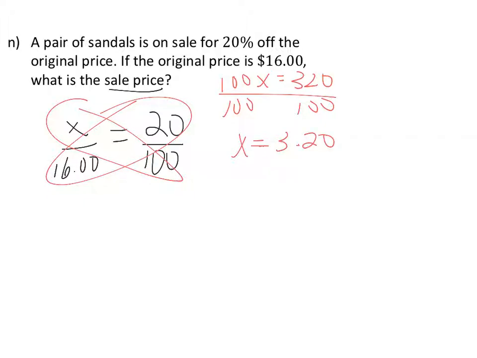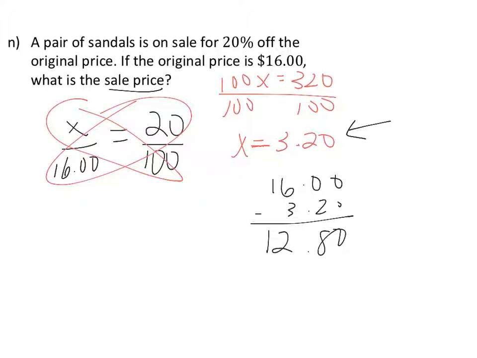Alright, so now the problem is asking what is the sale price. So this is the price coming off of our total. So we need to take $16, the original price, and subtract $3.20, which is going to give us $12.80. So the sale price is, now we can add in our labels again, $12.80.